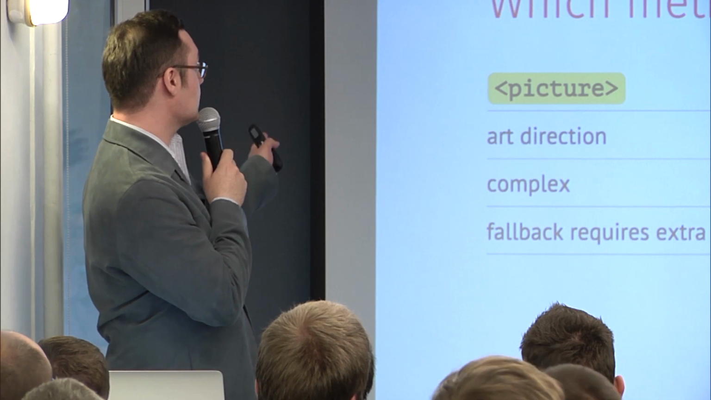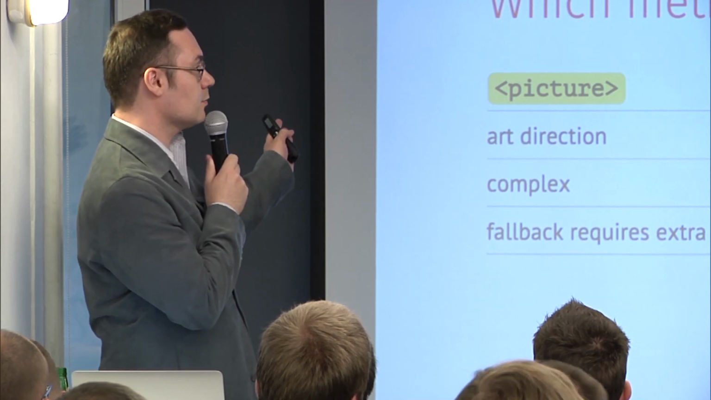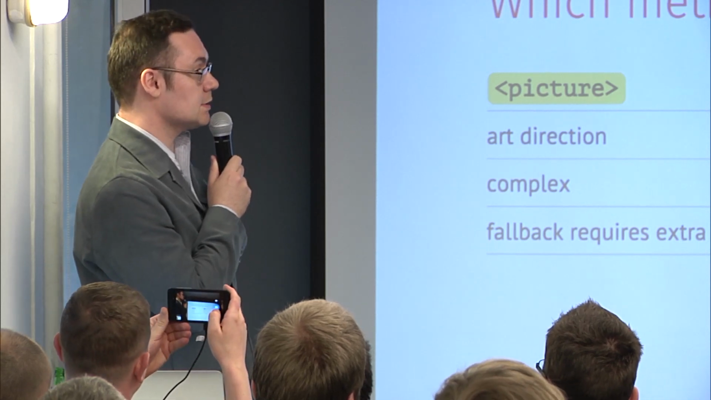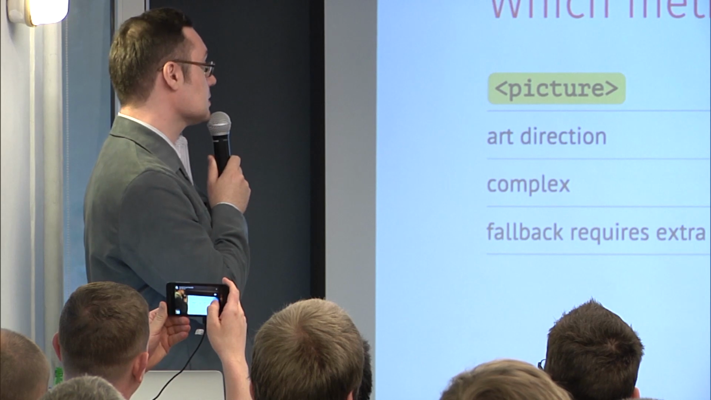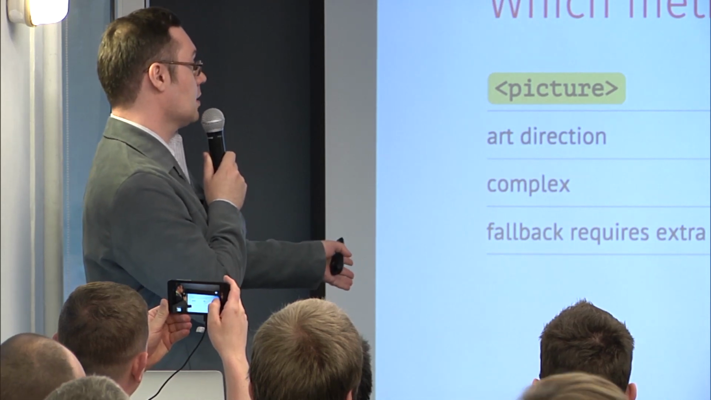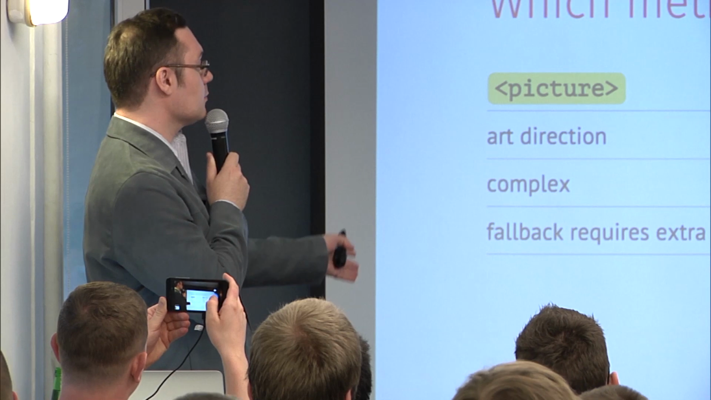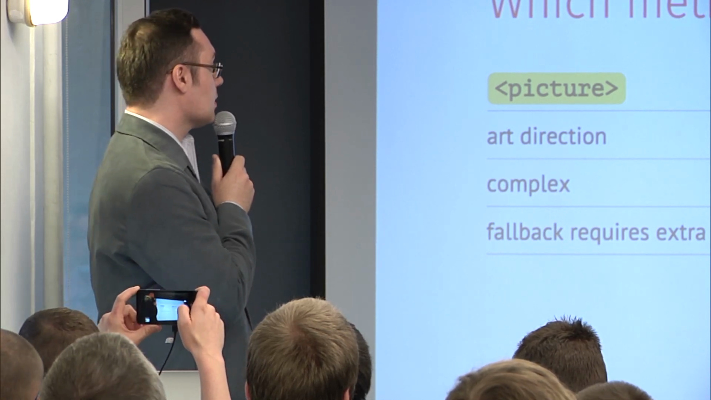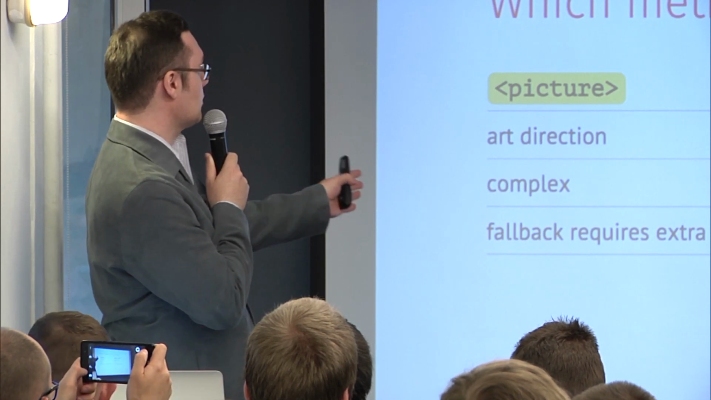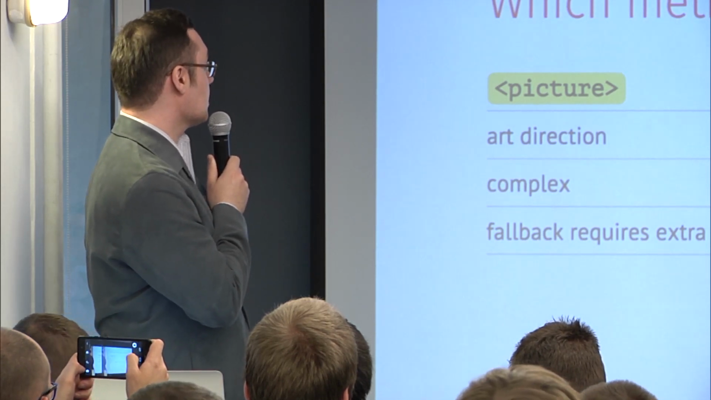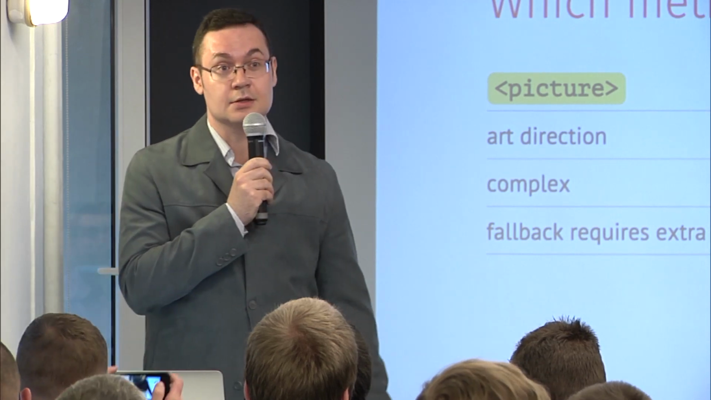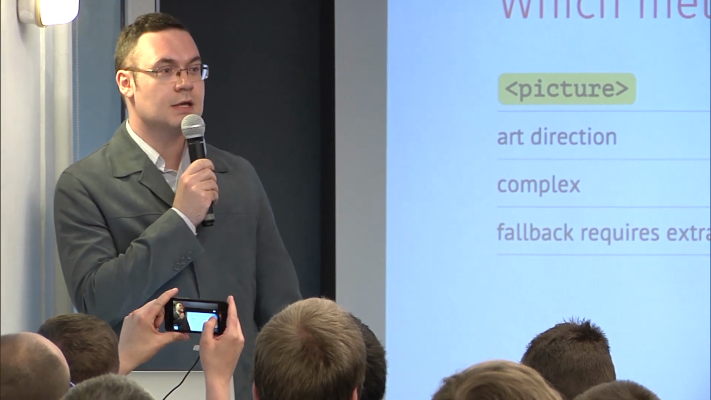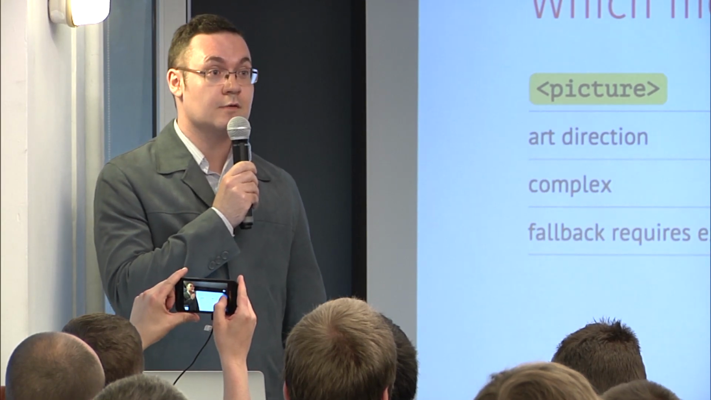So we have a picture element that we can use, where we can specify several sources and choose the one that we want to use. And we have a regular image element, but with an additional attribute called SRC set. I'm showing a small comparison here. So picture element is great. You can control it in almost any way, but it requires a lot of markup.